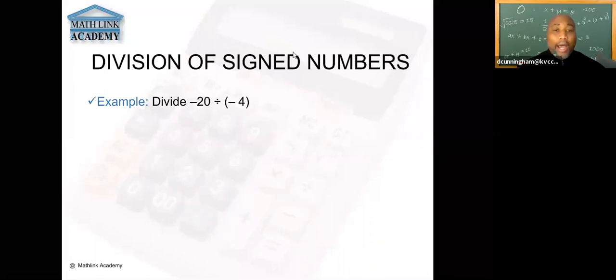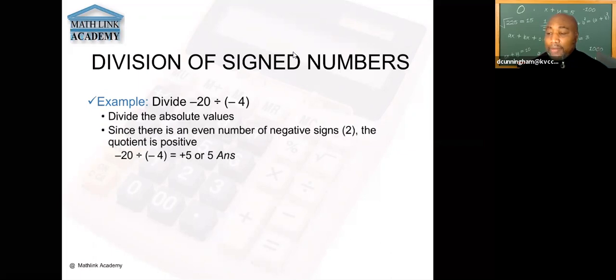You have to know how to divide the numbers and then decide if the answer is positive or negative. Now notice this, we have a negative 20 divided by a negative 4. Both numbers are negative, the same sign, so my final answer should be positive. 20 divided by 4 is 5, and it's a positive 5 as the final answer.